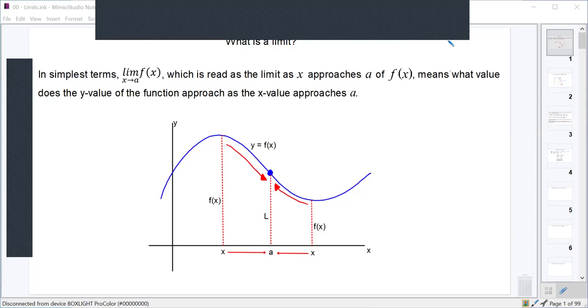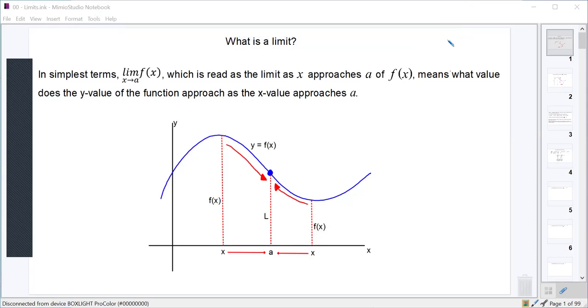Today we're going to start talking about what a limit is. We're not actually going to do any limits today. We're just going to talk about the general idea. So in the most simple terms we can come up with, a limit just means what y value does our function approach as the x values get really close to, well, some a value.